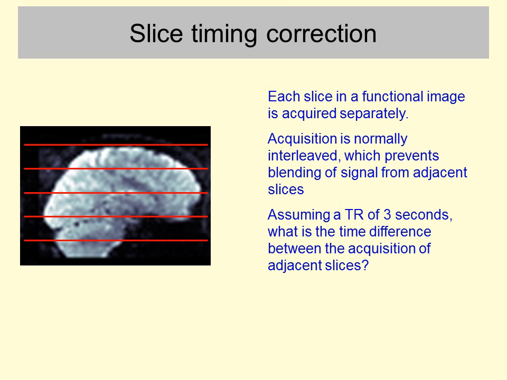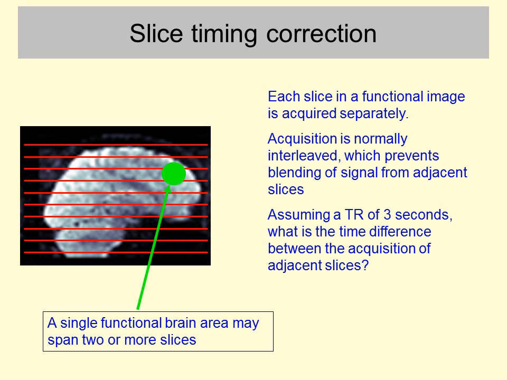So you move from the top to the bottom of the brain, then you move back up to the top again and fill in the gaps. So that's an interleaved acquisition sequence. Now think that if you've got a TR of 3 seconds, then obviously one slice is getting acquired in a few hundred milliseconds, and if you do it interleaved, then the time difference between the acquisition of adjacent slices can actually be quite large. Can be, let's say in this case, 1.5 seconds for a TR of 3.